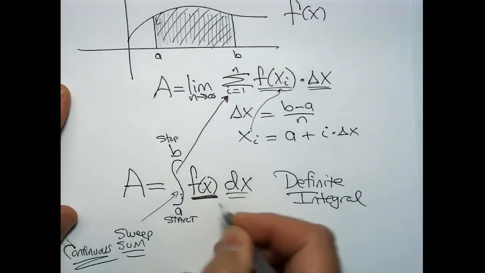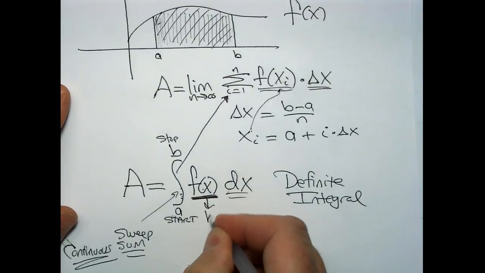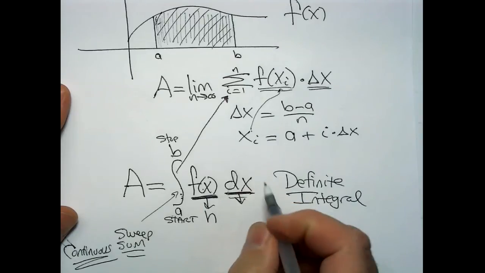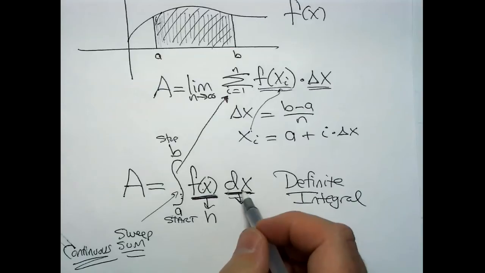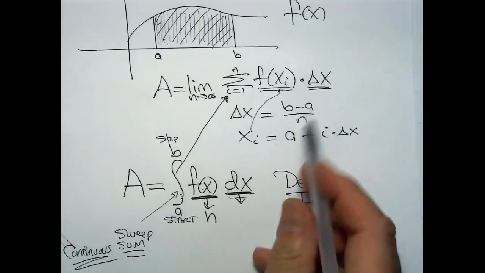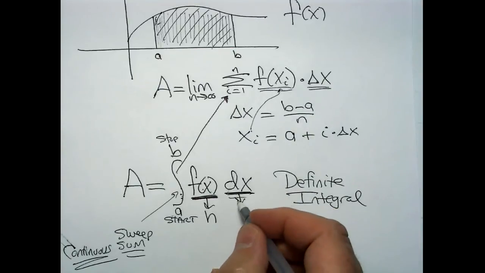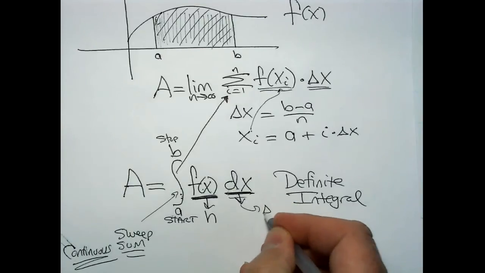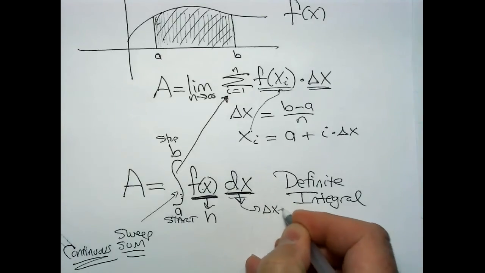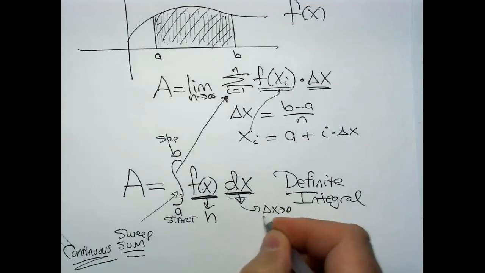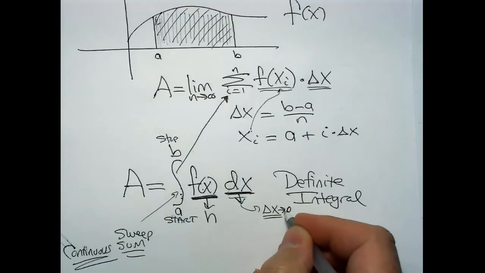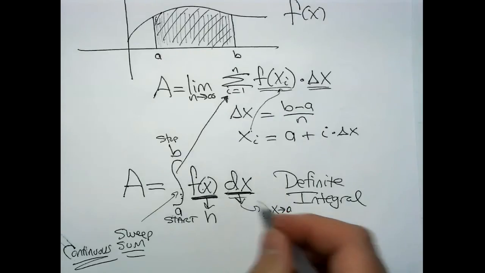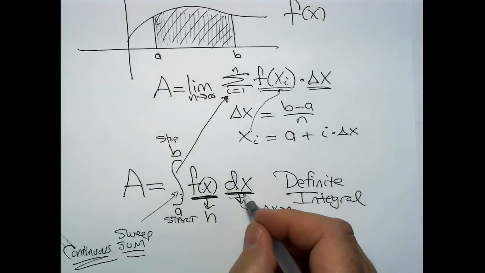Check this out. f of x, that's the height. What is dx? Well, you probably remember from differentials that dx and delta x are very much related. dx is a little bit of x. In fact, dx represents delta x approaching 0. It is the old delta x, but approaching 0. So dx is not 0. It's as thin as humanly possible.